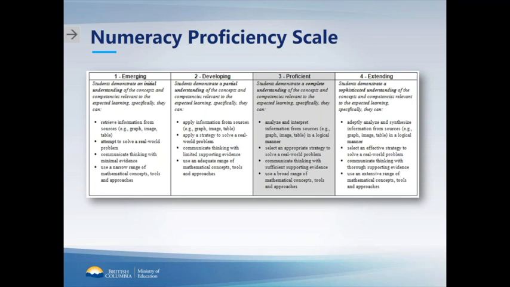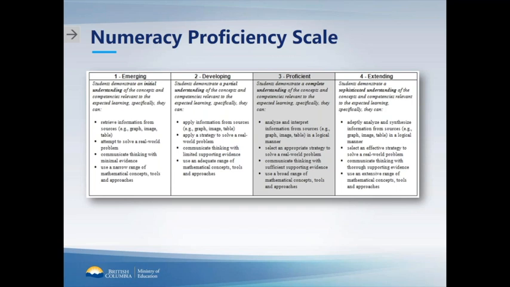You can see on your screen right now, we have the numeracy proficiency scale that addresses specifically this assessment and provides detailed content as to what students are able to do at each of those levels. In this case, I pulled it from a student who achieved a 3, proficient, and you can see the language at the top of that. Student demonstrates a complete understanding of the concepts and competencies relevant to the expected learning. And that's the generic descriptor we use when it comes to reporting across the board.